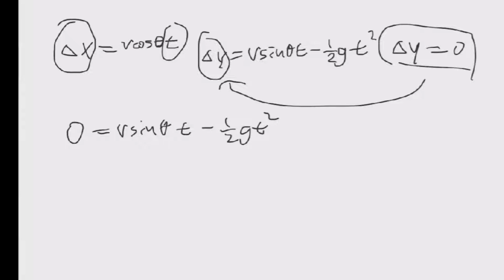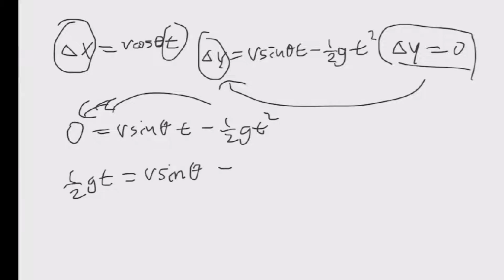And what we do is we divide by t on both sides, and we can also move this to the other side. So we'll have 1/2 gt is v sine theta, or this just becomes t is equal to 2v sine theta over g. All right.